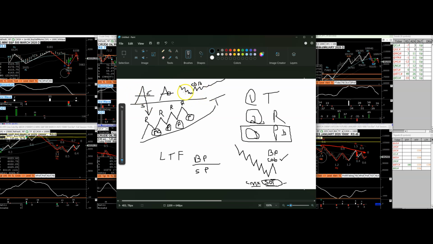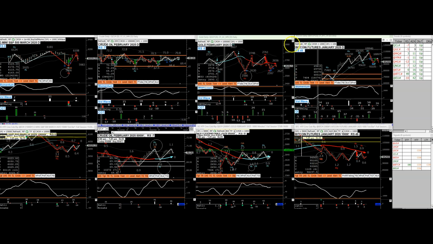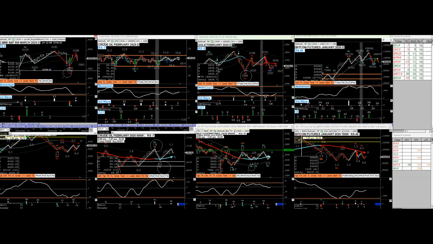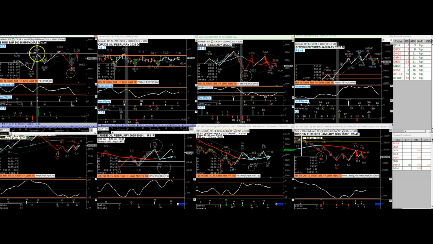So I'll just show this. All right, let's look at gold. We'll take a look at the pullback on gold and Bitcoin and crude and ES. So let's start with the ES.